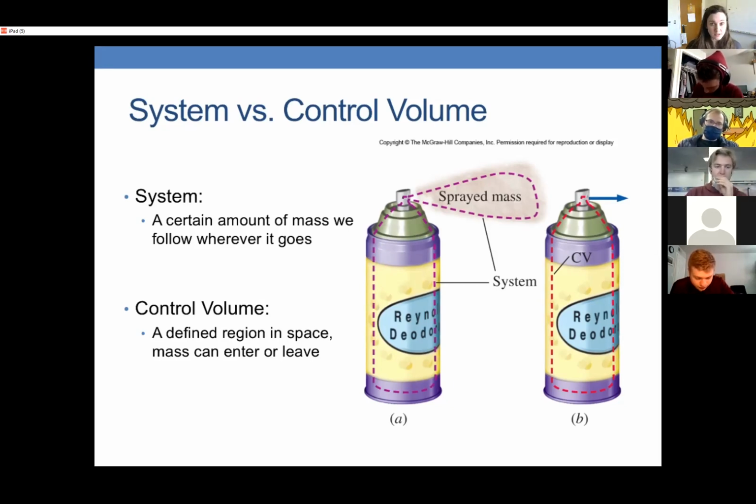And you can think of this as sort of like the Eulerian versus Lagrangian ways of looking at things we talked about last time, right? So the system would be more like the Lagrangian way of looking at things. You're following a specific piece of the fluid as it moves around. And the control volume is more of the Eulerian way of looking at things, where you define a specific region.